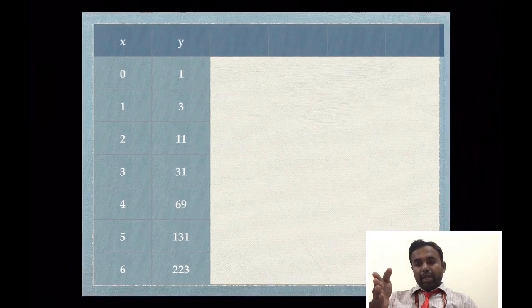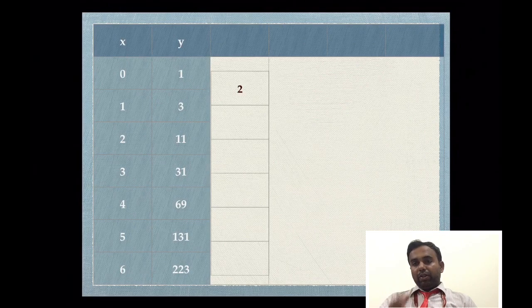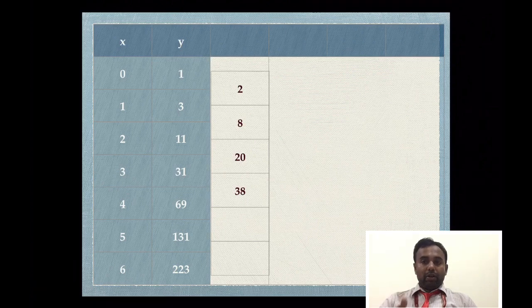Let us have a look at that. As I told you, 3 minus 1 is 2. In the next stage, 11 minus 3 is 8. 31 minus 11 is 20. 69 minus 31 is 38.